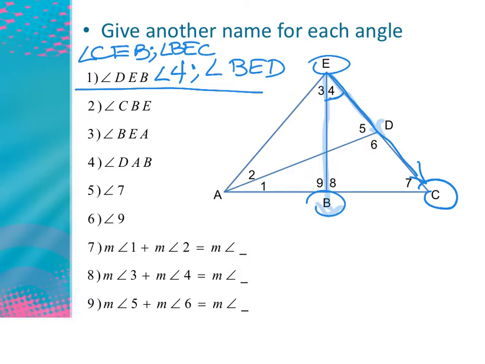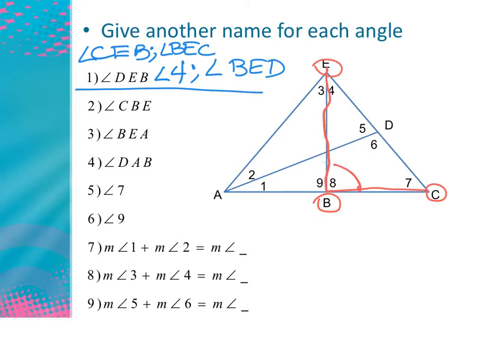Let's try the next one. I'm going to go from C to B to E. So here is my angle. Notice I can name it with angle 8. I can also reverse the order and name it EBC. So that one only has 2.